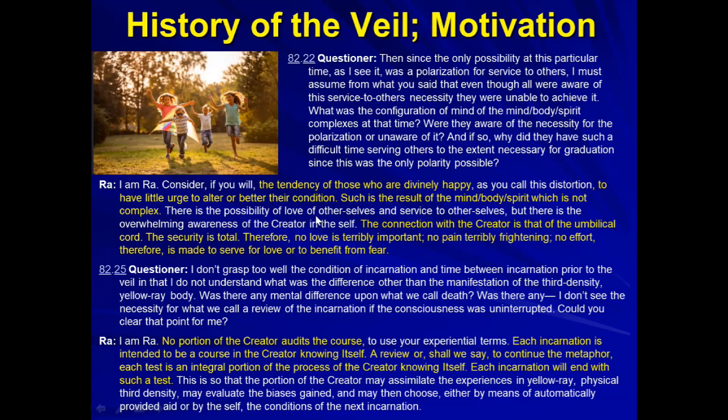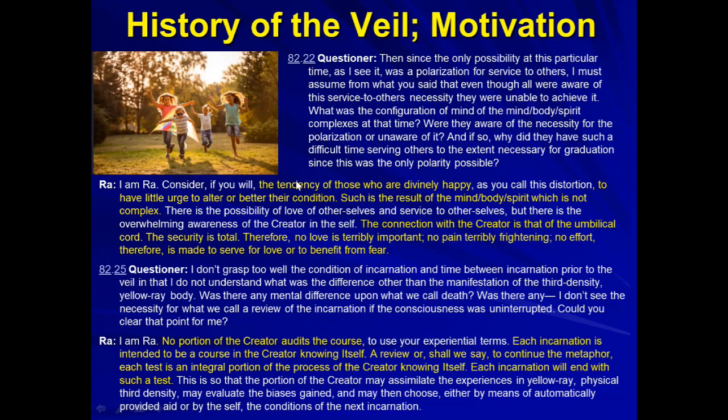There is the possibility of love of other selves and service to other selves, but there is the overwhelming awareness of the Creator in the self. You see what he's saying? He's painting the picture. This is how we were before the veil. The connection with the Creator is that of the umbilical cord. The security is total. Therefore, no love is terribly important, no pain terribly frightening, no effort, therefore, is made to serve for love or to benefit from fear.